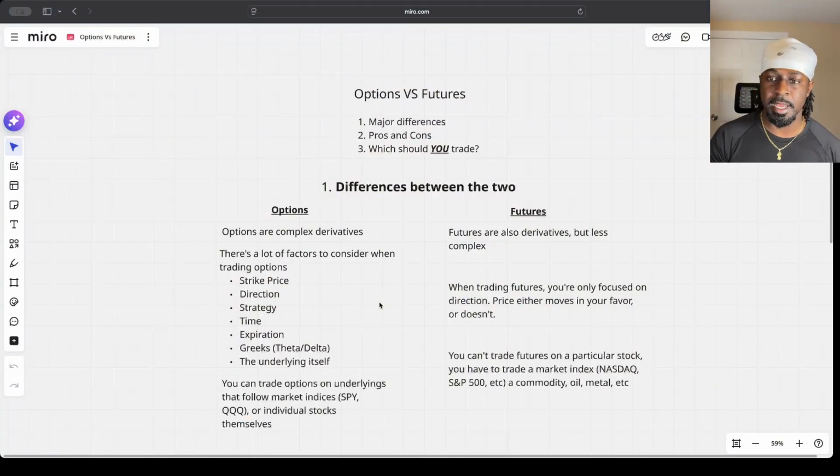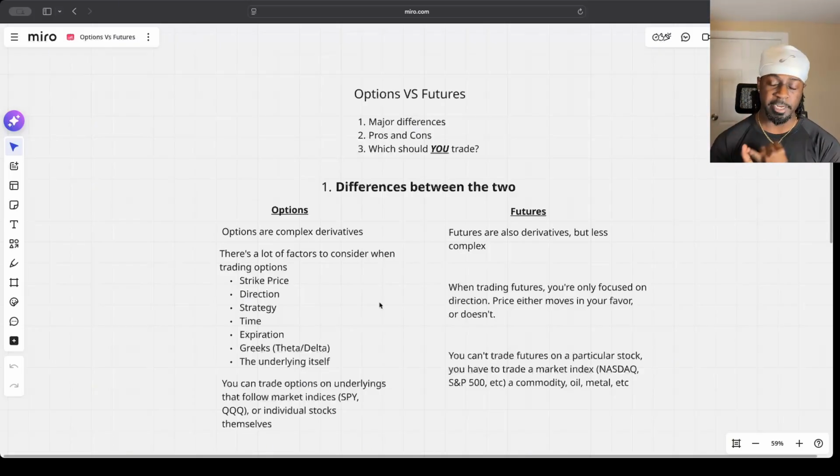So options are very complex derivatives. Now, when I say derivative, it's a derivative because the option that you're going to be trading is going to be derived from whatever the underlying is. So if you're trading an Apple call or a put, then the call or put contract will be derived from the Apple stock price, right? It's a derivative. So there's a lot of factors to consider when trading options because they are complex derivatives.